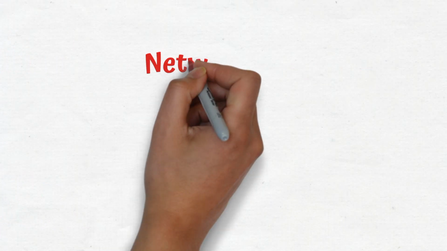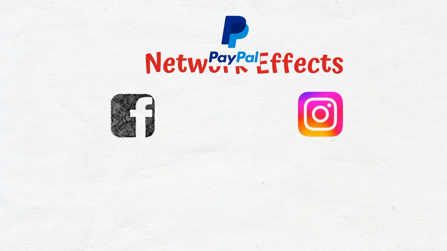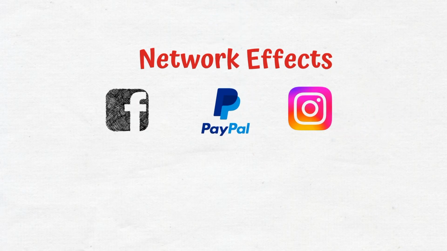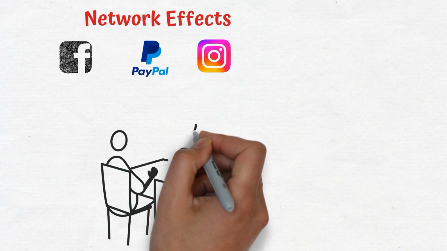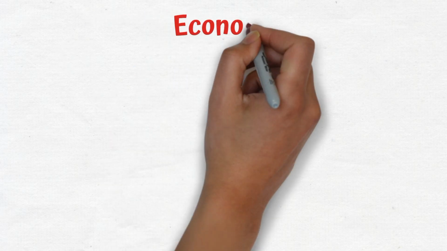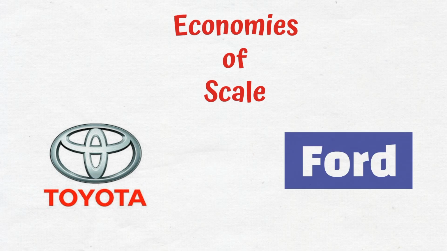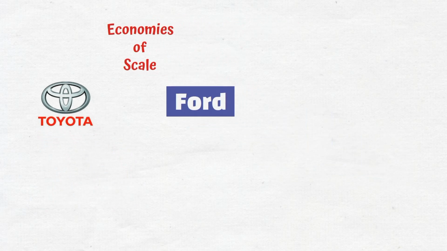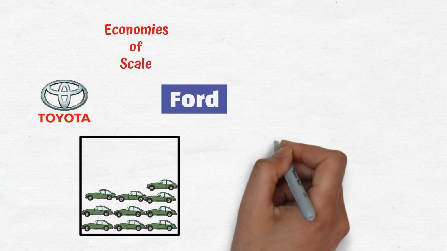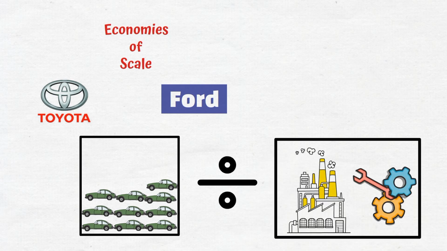Feature number 2 is network effects. Some products achieve a monopoly through network effects. Once a network is established, no other companies can replicate it. For example, if all your friends use WhatsApp and you start using a newly launched messenger, you won't be able to use it effectively because the network of users is not there. Another feature is economies of scale. Companies like Toyota and Ford achieve economies of scale by producing large volumes of vehicles, allowing them to spread the high fixed costs of factories and machinery over millions of cars.